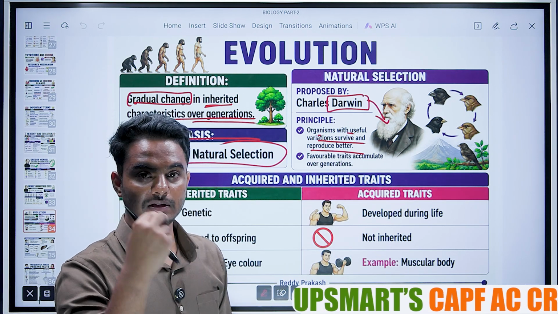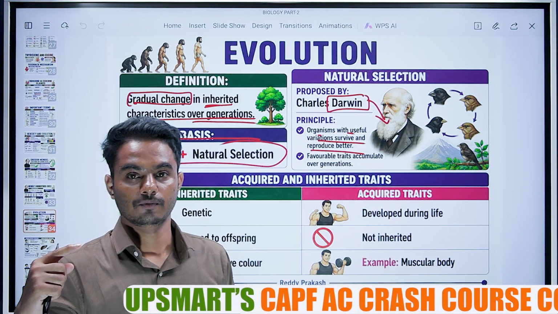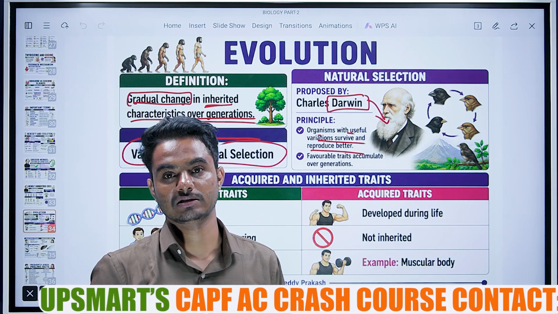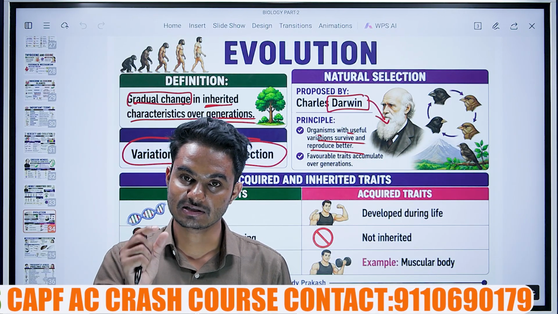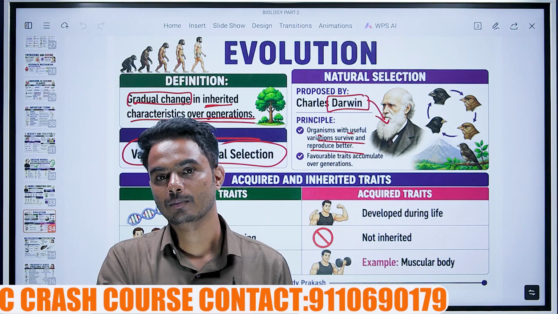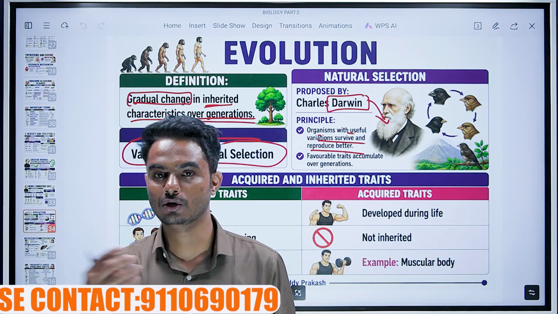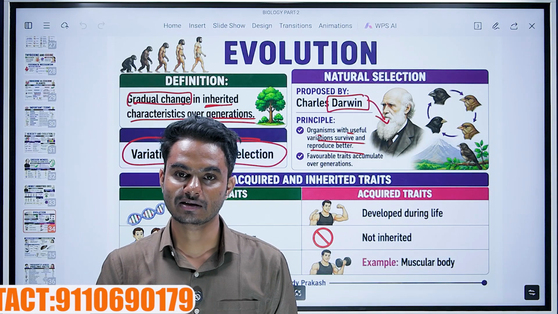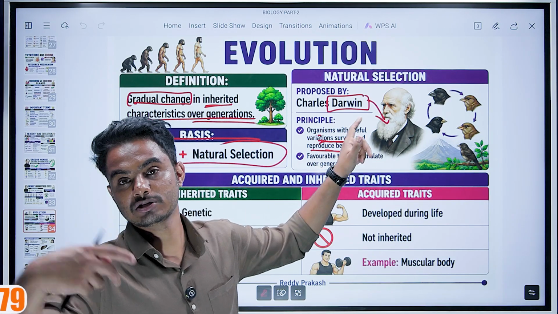Fine. When the variation is useful, as I told you, the variation in the insects on a leaf. The variation is green insects, blue insects and brown insects. Brown insects was not useful. That variation was not useful. It got extinct. Green insects was useful. That is how the variation survives and reproduces better.